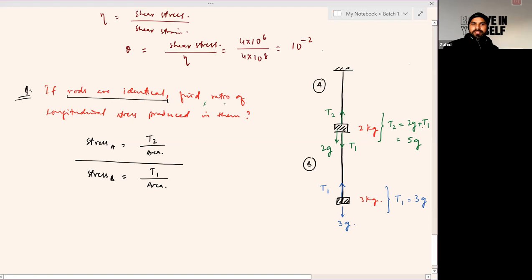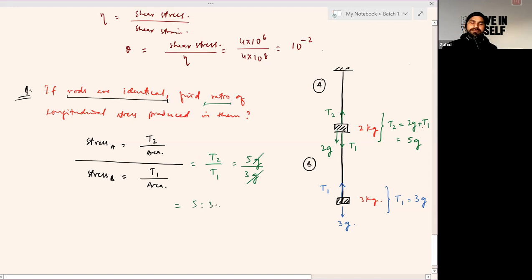We have to define the ratio, so it should be written in fraction only. So area and area will cancel out. So you'll get T2 divided by T1. T2 is 5 times gravity and T1 is 3 times gravity. So G and G will cancel out. So you will get 5:3.